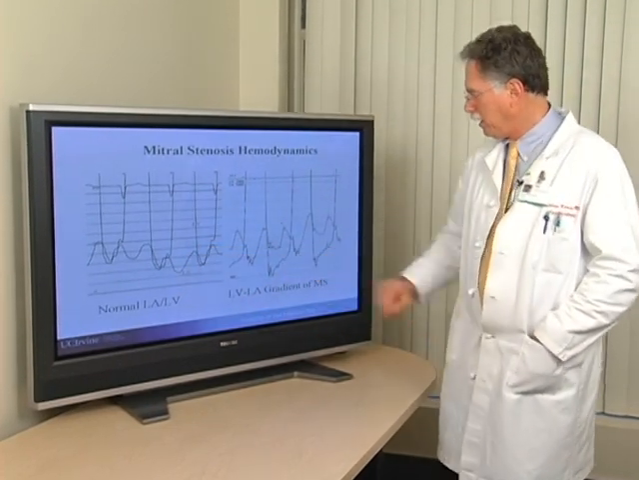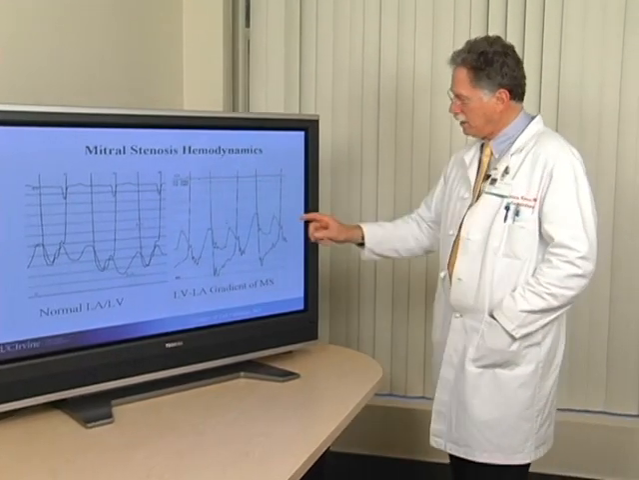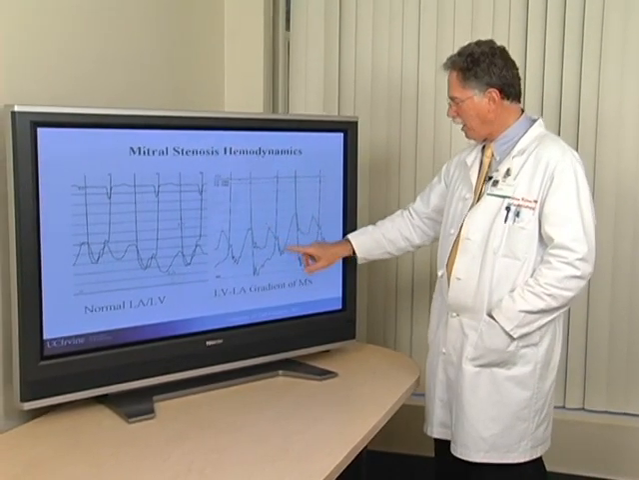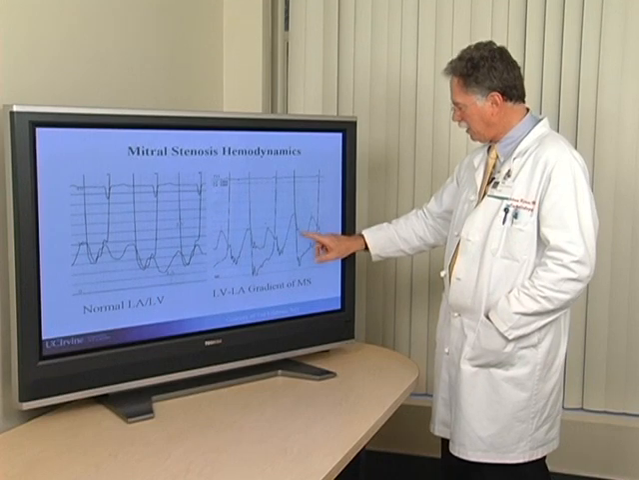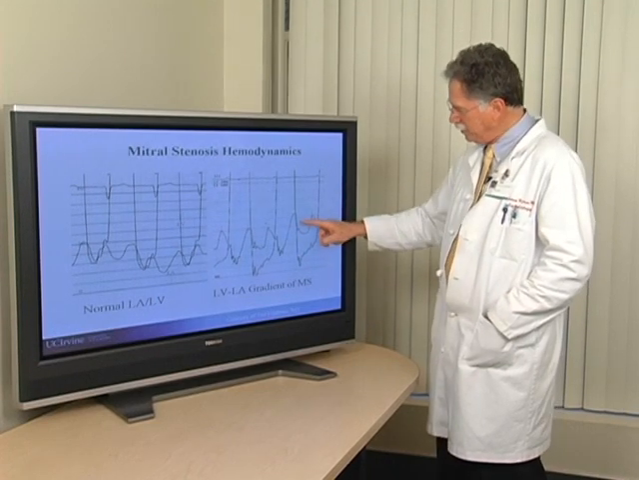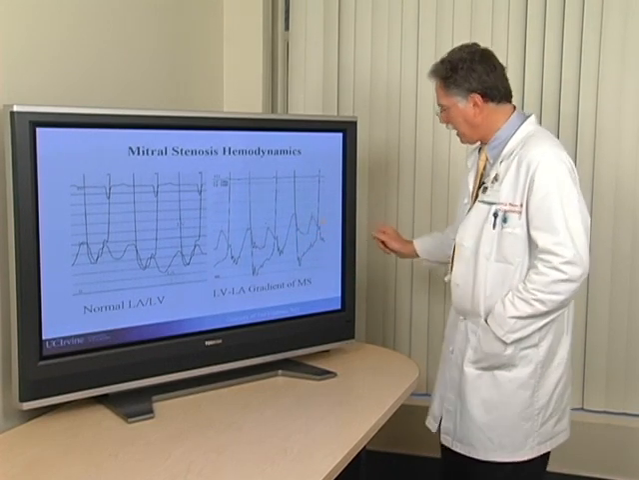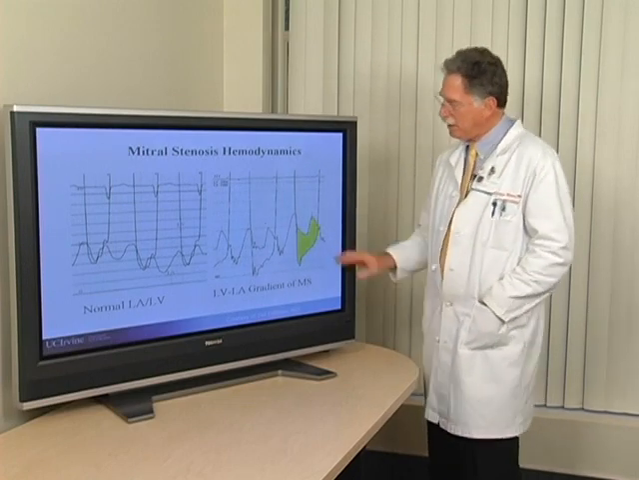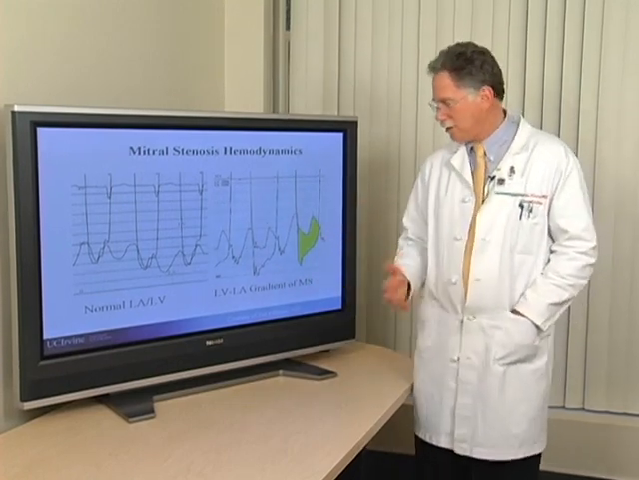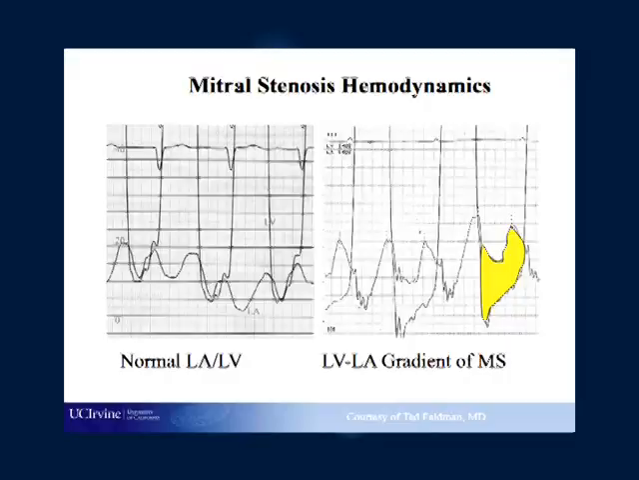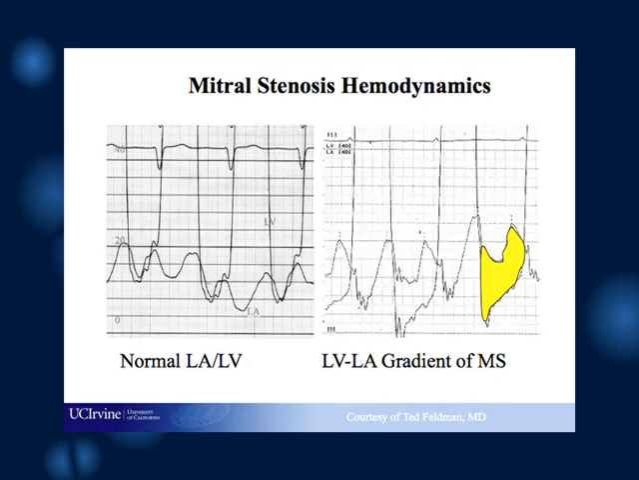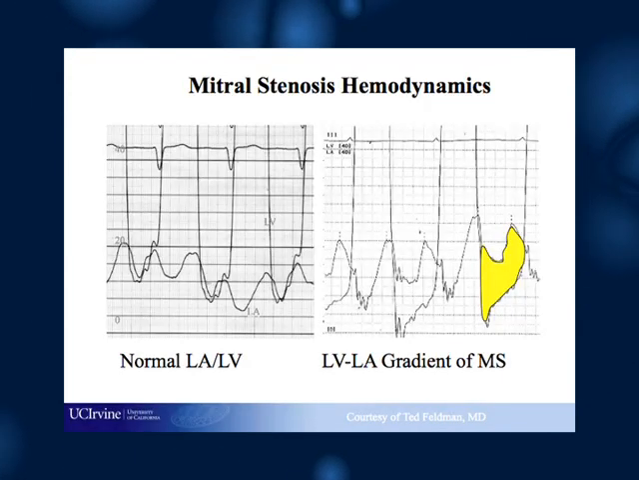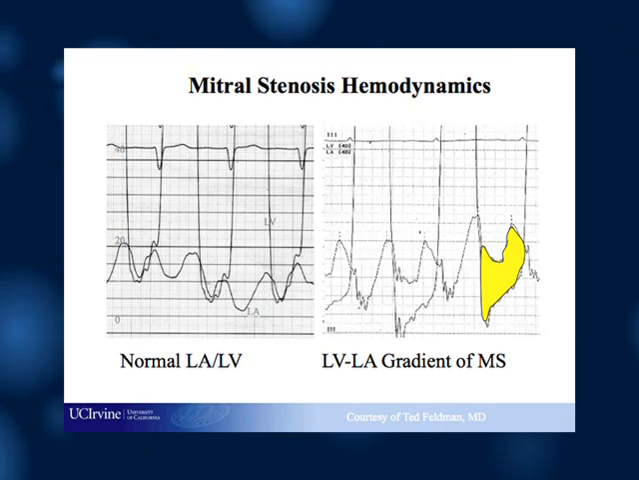Now, when we look at a patient with mitral stenosis, the left atrial pressure is higher at all times across diastole, that is from here to here, and this is the pressure gradient of the left atrium pushing the blood out of the left atrium into the ventricle through that narrowed valve. You see an A wave and a V wave and this pressure gradient. And this gradient, when calculated, tells us how severe the mitral stenosis is.